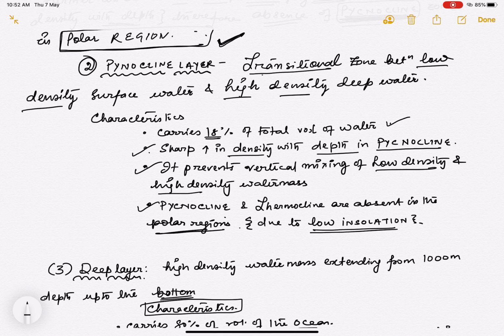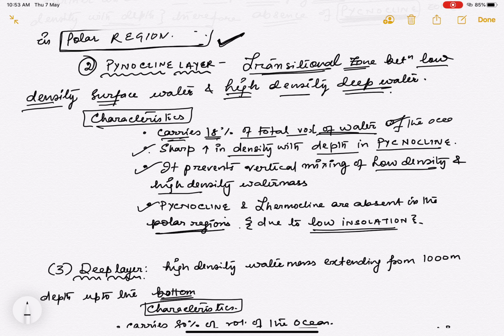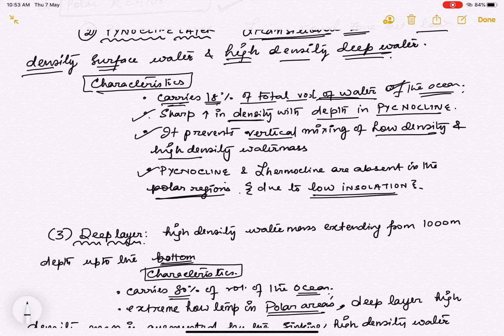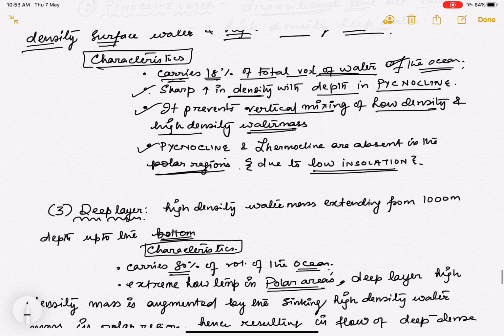Next is the pycnocline layer. The pycnocline is nothing but your transitional zone between the low density surface water and the high density deep water. What are the characteristics of this pycnocline zone? This pycnocline zone carries about 18% of the total volume of the water of the ocean. There is a sharp increase in the density with the depth in the pycnocline. Next, it prevents the vertical mixing of the low density and the high density water masses. Last but not least, pycnocline and thermocline are absent in your polar region due to low insolation.